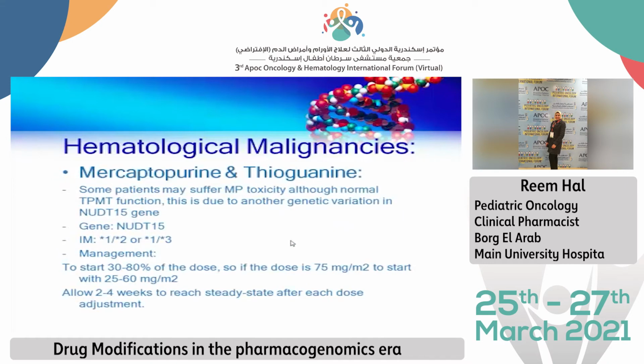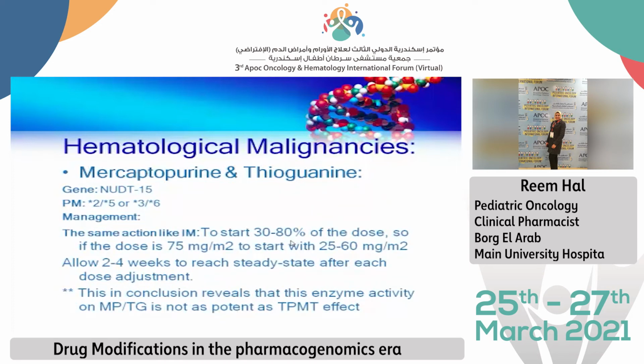But some patients may suffer from mercaptopurine toxicity although normal TPMT function, and this is due to another genetic variation in the NUDT15 gene, which is Nudix hydrolase enzyme 15. Here the intermediate metabolizer is *1/*2 or *1/*3, and the management here is to give also about 30 to 80% of the dose. So if the dose is 75 milligram per meter square, start with 25 to 60 milligram per meter square, and for any dose adjustment we should wait for 2 to 4 weeks.